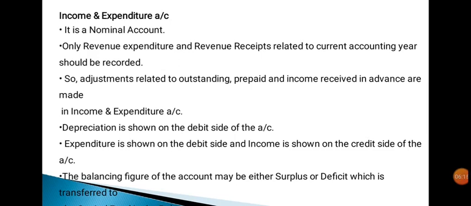If the credit side is more than the debit side, that is, if the income side is more than the expenditure side, the balancing figure is known as surplus, and if the expenditure side is more than the income side, the balance is known as deficit.